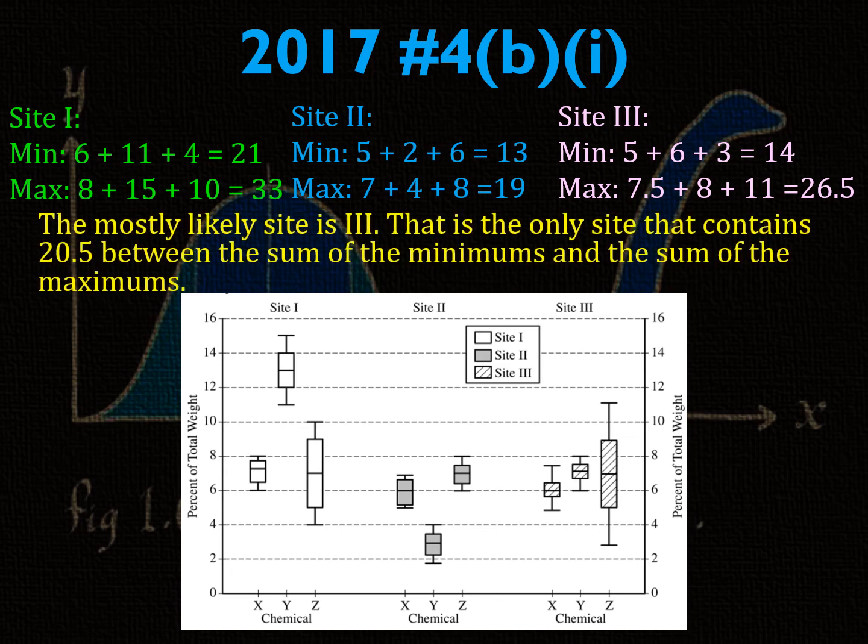Now, if you look at those sums, the most likely site is site 3, because it's the only site that contains 20.5 inside the sum, between the sum of the minimums and the maximums. 20.5 is too low for site 1 and too high for site 2. It fits in nicely where site 3 is, so that is the most likely site for this piece of pottery.